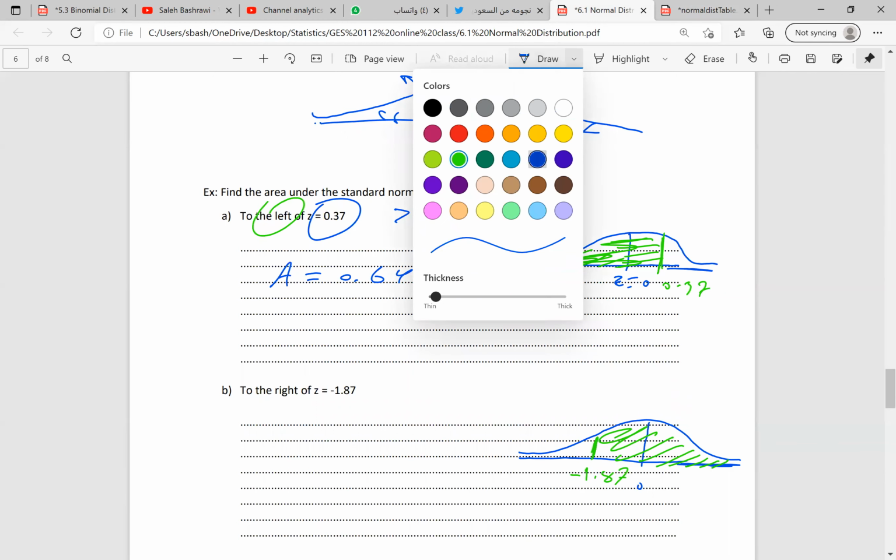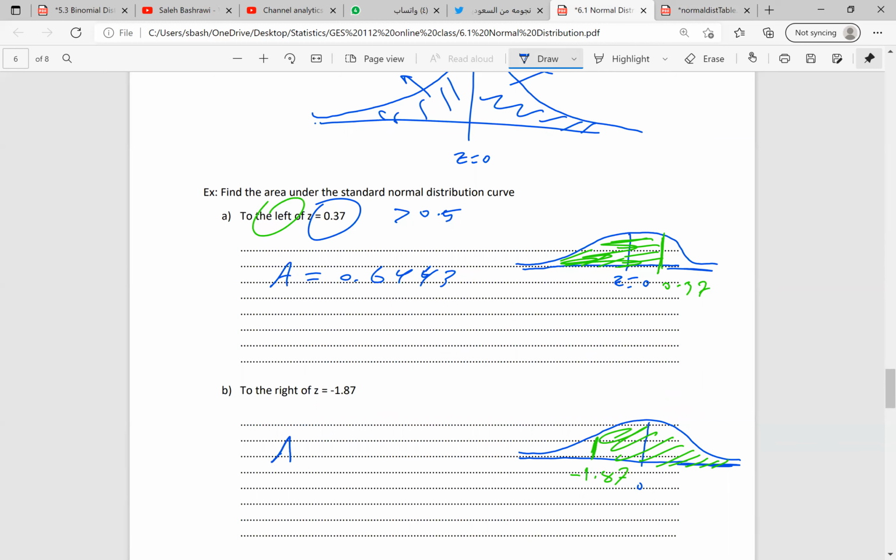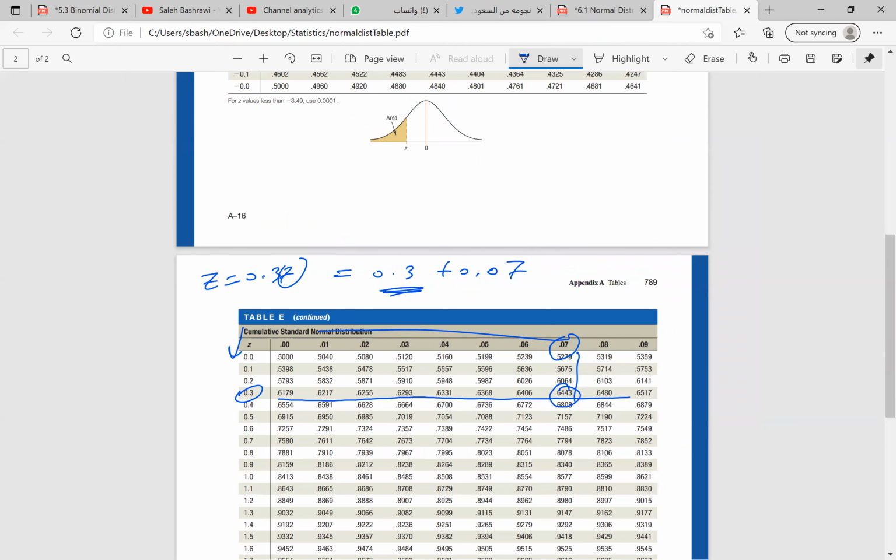If it is to the right, the area will be 1 minus some value. That value we will find from the normal distribution table. I have z equal to minus 1.87. I said that all the values given in the table are to the left of the z. But now I need to find the right, so I have to subtract: 1 minus that value.